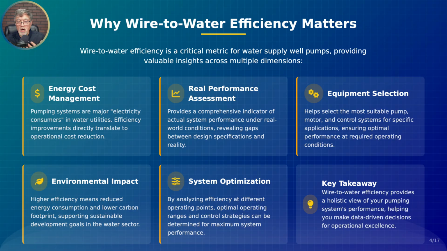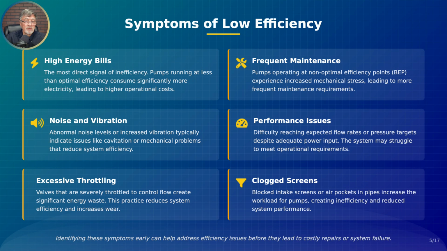So the key takeaway is wire to water efficiency provides a holistic view of your pumping system's performance, helping you make data driven decisions for operational excellence. So that's really what we're looking at, an overall view of your pumping system's performance here. Symptoms of low efficiency: you're going to have high energy bills, and that's your direct sign of inefficiency. Pumps running at less than optimal efficiency consume significantly more electricity than more optimally calibrated pumps. So you're going to have higher operating costs. That's a direct way to save money.